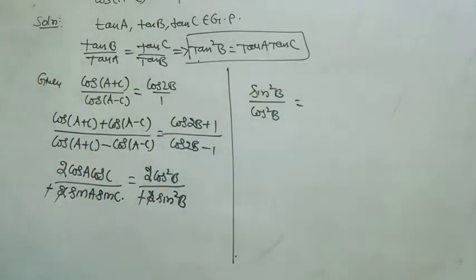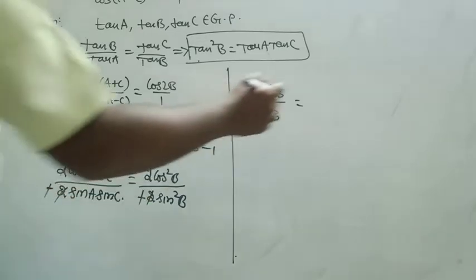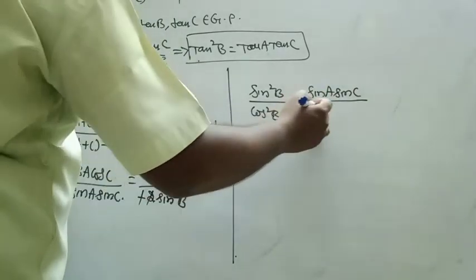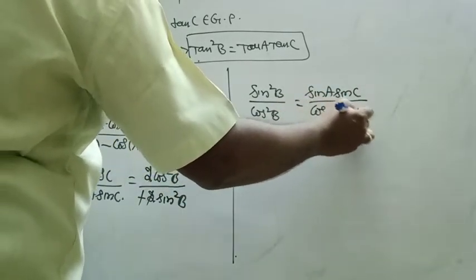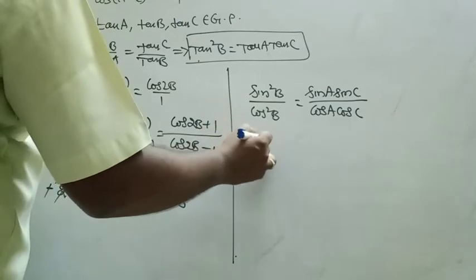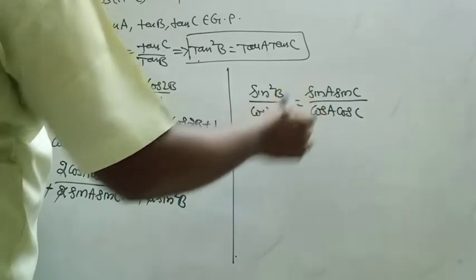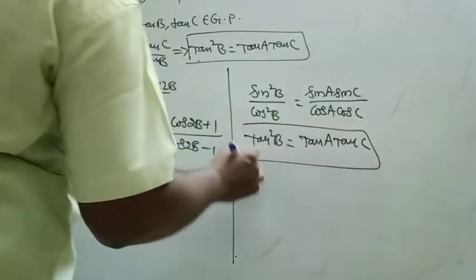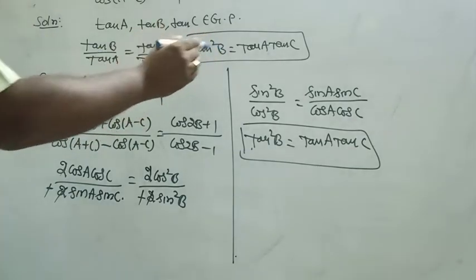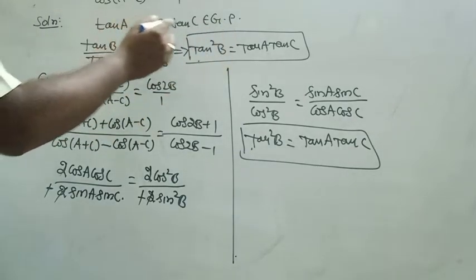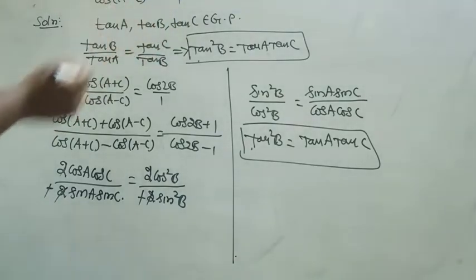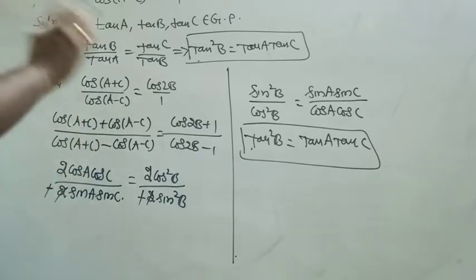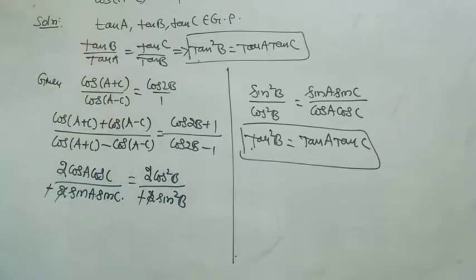Sin²b by cos²b is equal to, here also, sin a sin c divided by cos a cos c. Sin²b by cos²b is nothing but tan²b, which equals tan a into tan c. This is what you have to prove. We already said that tan²b equal to tan a tan c means tan a, tan b, tan c are in geometric progression. That is what we required to prove, my dear students, right? Hence we have got our proof.